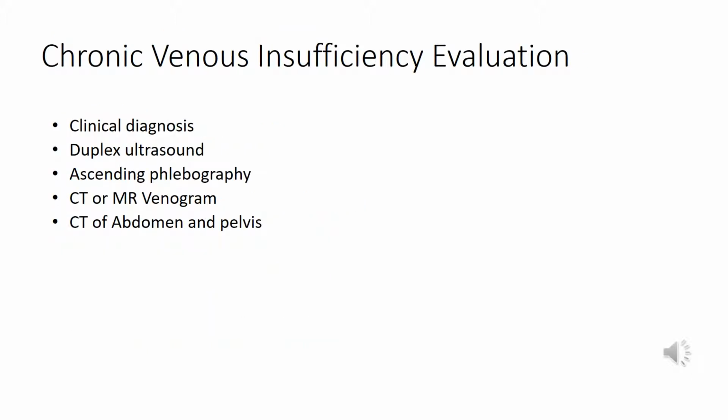When you see this presenting picture in clinic, you can usually make a clinical diagnosis of chronic venous insufficiency. But to be sure, your primary diagnostic study would be a duplex ultrasound, because this can localize the site of any obstruction or any reflux in the deep and superficial veins. Ascending phlebography can also be done, but this is used by specialists for complex cases. A venogram can be ordered, and this details venous anatomy, or an abdominal and pelvic CT can be ordered to rule out a pelvic mass that might be compressing the iliac vein.